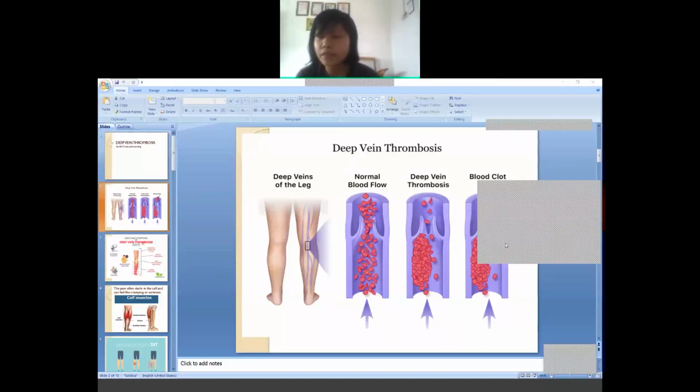Deep vein thrombosis usually occurs in which vein? In which part of the vein? Calf. I'm asking vein, not muscle. In which part of the vein? Deep vein. Deep veins. Okay, good.